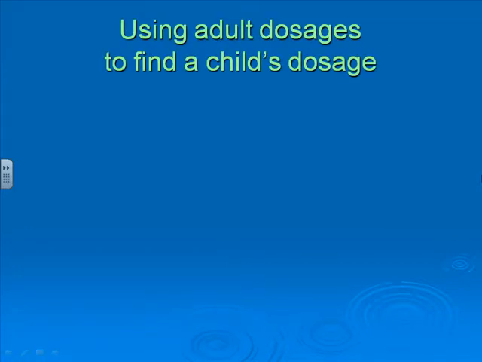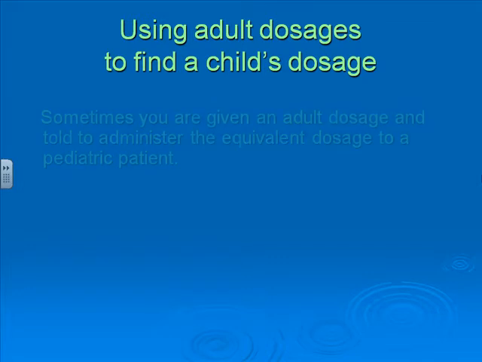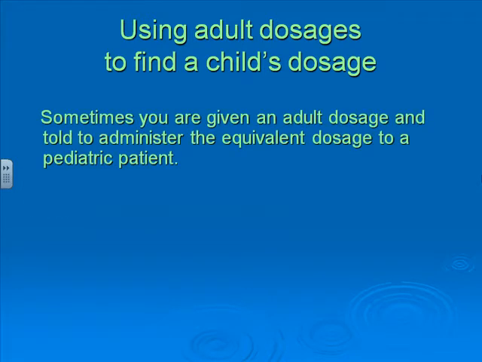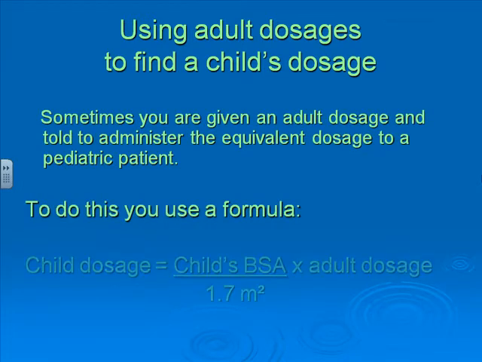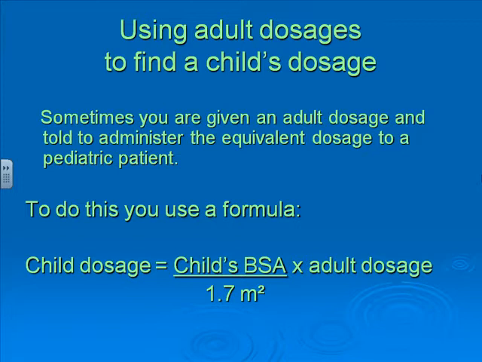Now sometimes we're going to have to find a child's dosage based on an adult dosage given. We can do this by using a formula. That formula is the child's dosage is equal to the child's BSA divided by 1.7 meters squared. We divide by the 1.7 meters squared because that's the average adult BSA. We then will multiply by the adult dosage, and we should end up with the equivalent child's dosage.